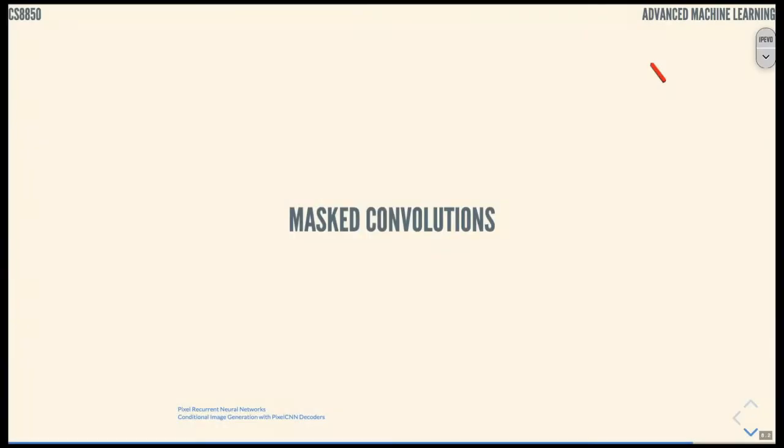Why would that be useful, you may ask? Well, it turns out to be extremely useful in something called PixelCNNs. In PixelCNNs, we have an interesting problem, an interesting idea.